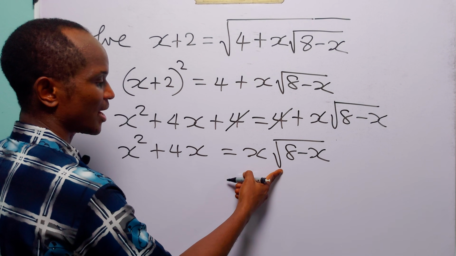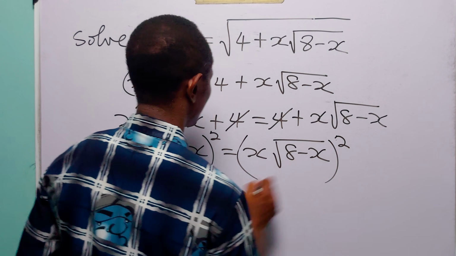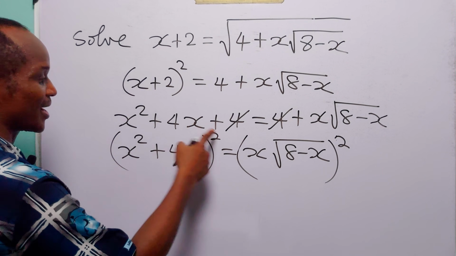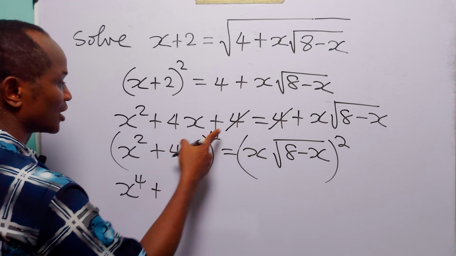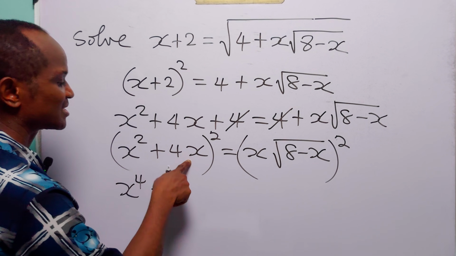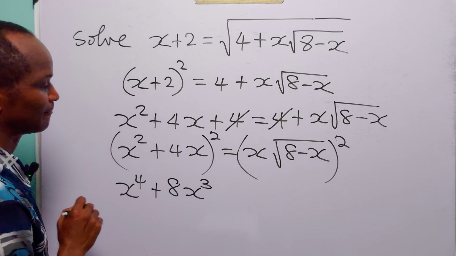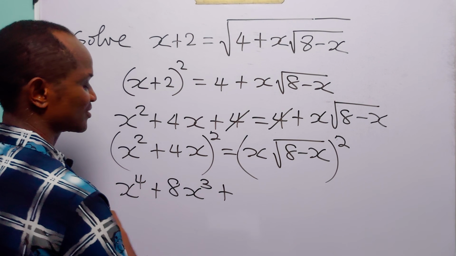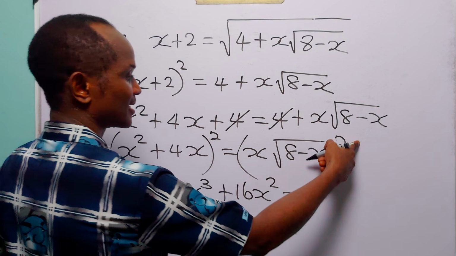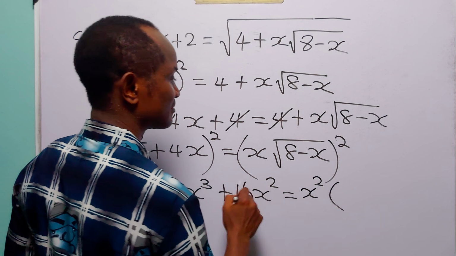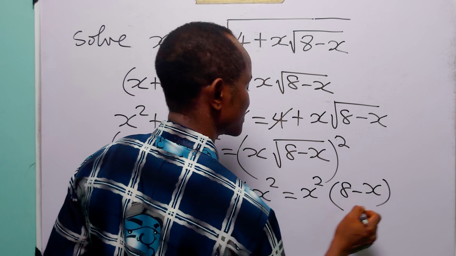Once more, to get rid of this square root, we square both sides of this equation. Now, opening the bracket, we have (x²)², that is x⁴, plus 2 times x² times 4x, that is going to give us 8x³. Then, plus 4x², that is 16x². This is equal to x² times, of course, this square is going to take care of this square root, leaving us with 8 − x.